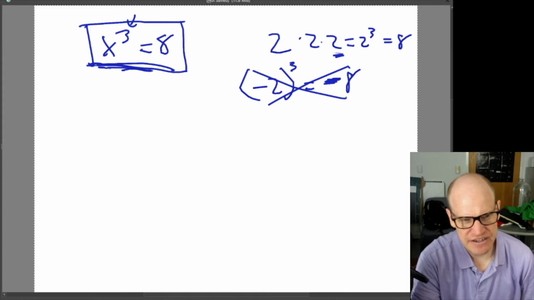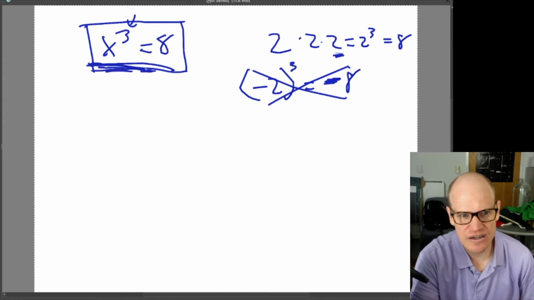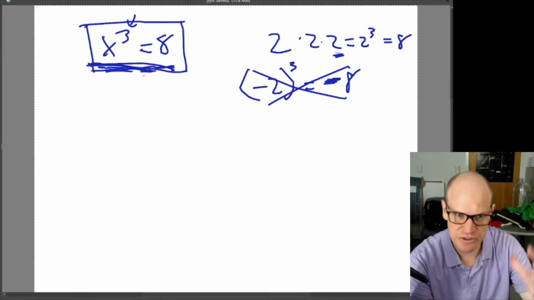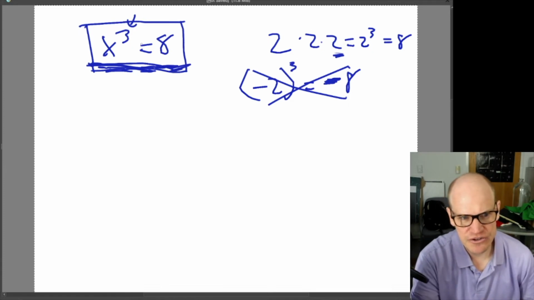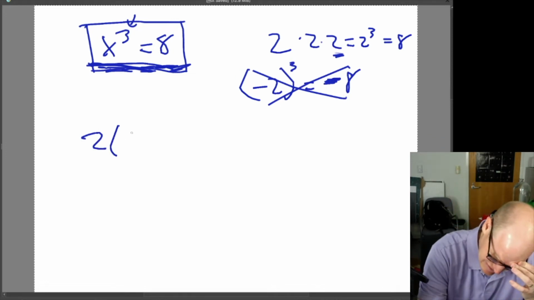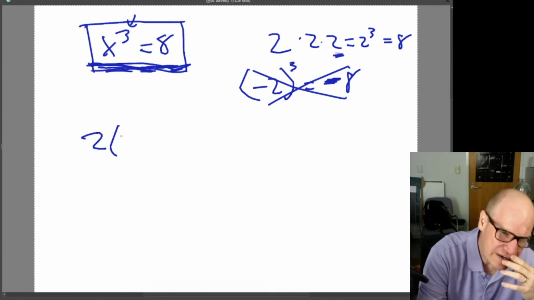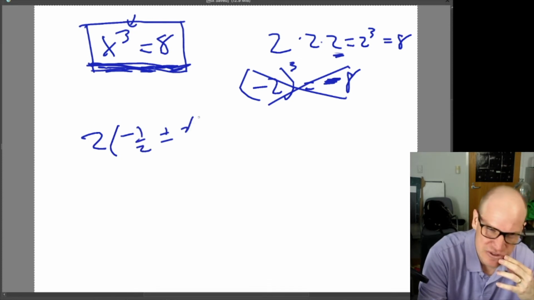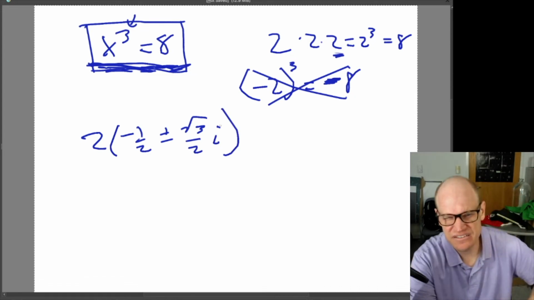Okay, so you have to have a superset of the real numbers in order to find the other 2 roots. It turns out that the other 2 roots are going to be equal to 2 times minus a half plus or minus root 3 over 2i. I think these are the other 2 solutions.